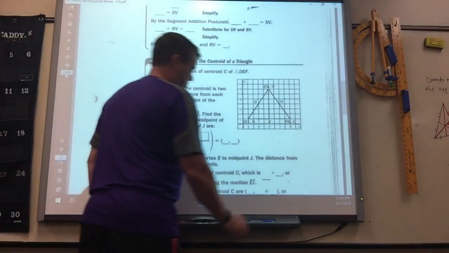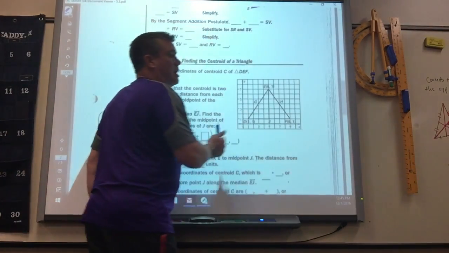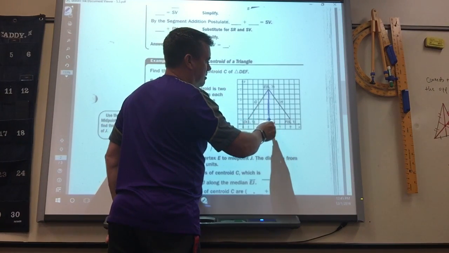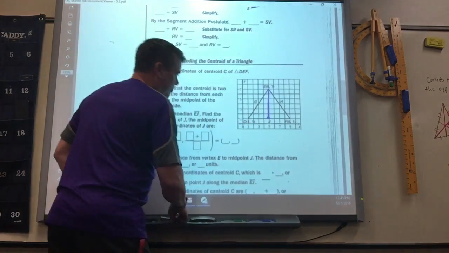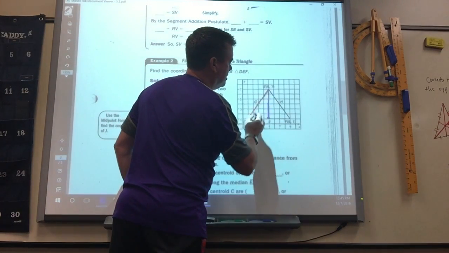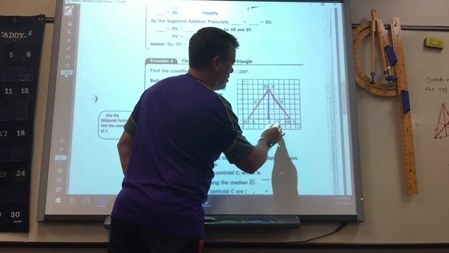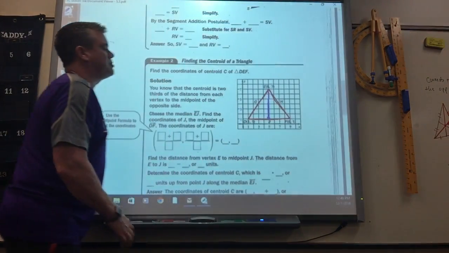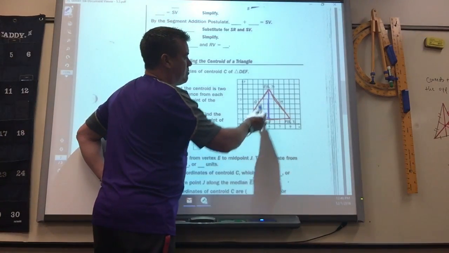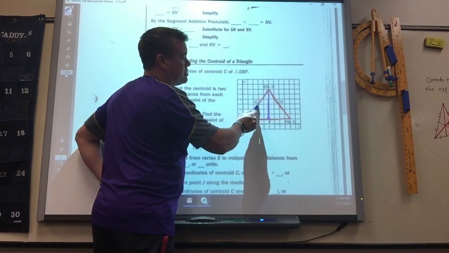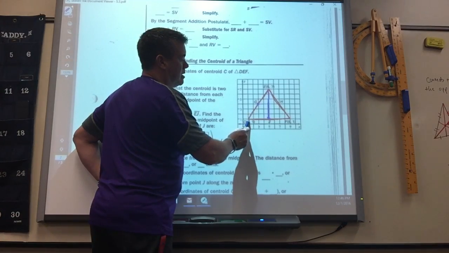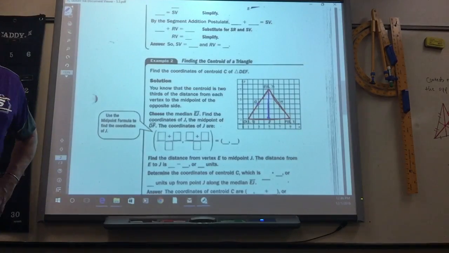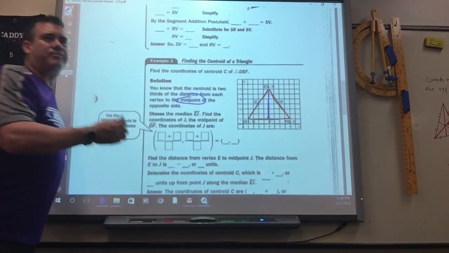Finding a centroid. Here they've got a triangle on a coordinate system for you. They already drew in one median right there. Here's the triangle, DEF. Okay, so what's nice, if it's drawn correctly, we can find the middle of this side is right at G. It's up 3 over 2, up 3 over 2. Now, what they're going to have you look at is the midpoint.